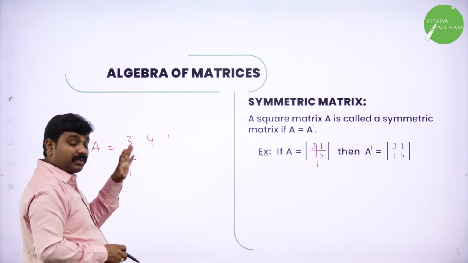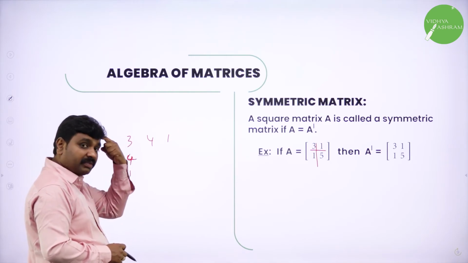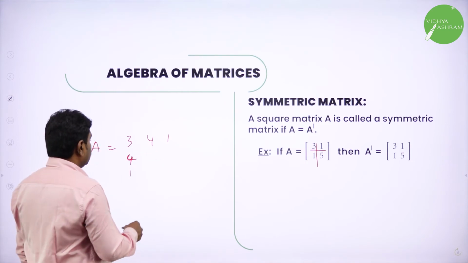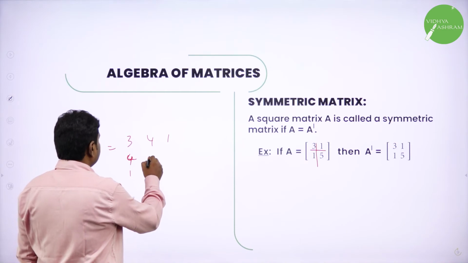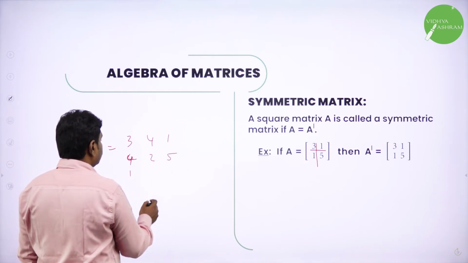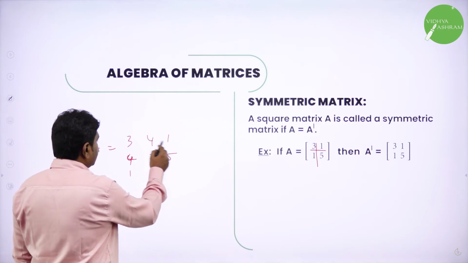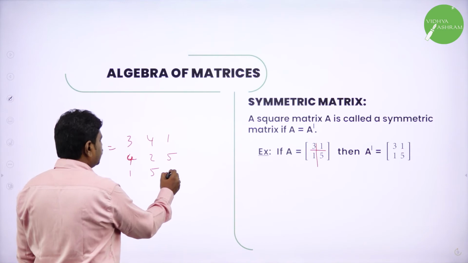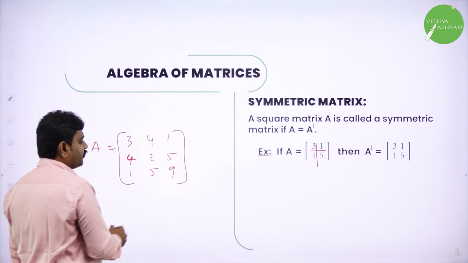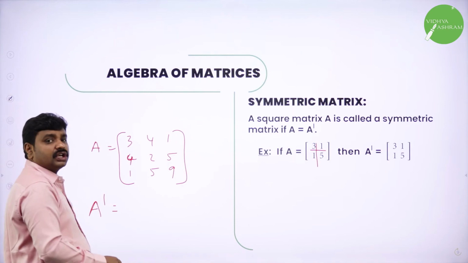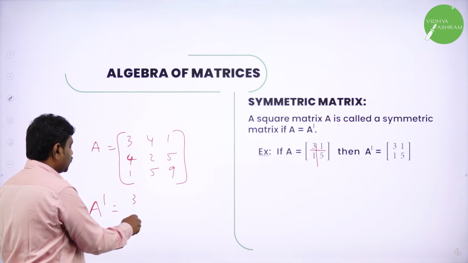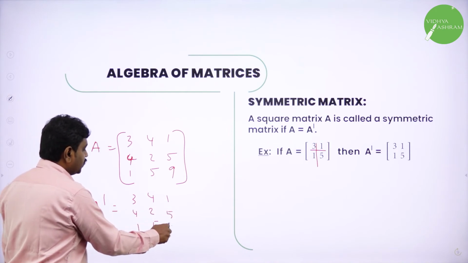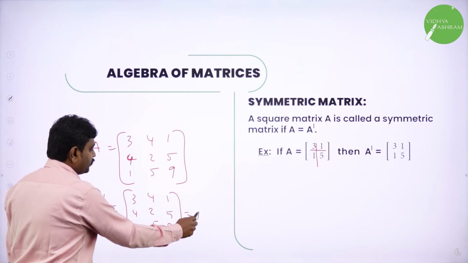First row first column same. Remember that if they ask you to give an example, or to check, it is easy. Suppose 3 4 1, 4 2 5, 1 5 9. Here, any element. Now I gave A. What is A dash? Change the rows to columns. If I change first row to first column, 3 4 1, second row 4 2 5, third row 1 5 9. So do we get A dash the same as A?